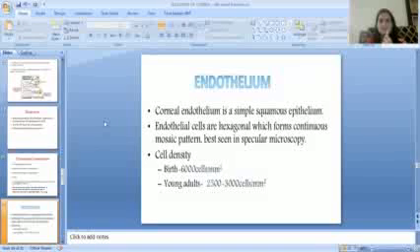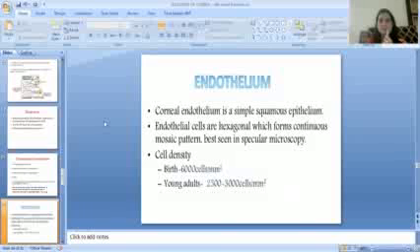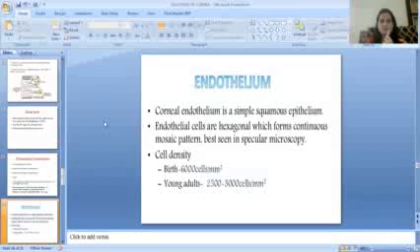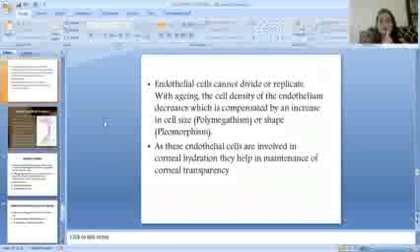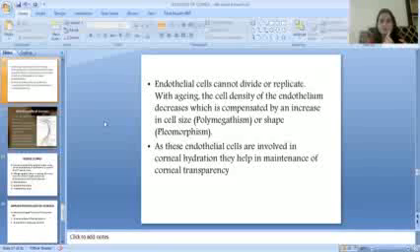Then the last layer is the endothelium. Corneal endothelium is a simple squamous epithelium. Endothelial cells are hexagonal, which forms a continuous mosaic pattern, best seen in specular microscopy. Cell density at birth is 6,000 cells per square millimeter, and in young adults 2,500 to 3,000 cells per square millimeter. The endothelial cells cannot divide or replicate. With aging, the cell density of the endothelium decreases, which is compensated by an increase in the cell size or shape. As these endothelial cells are involved in corneal hydration, they help in maintenance of corneal transparency.